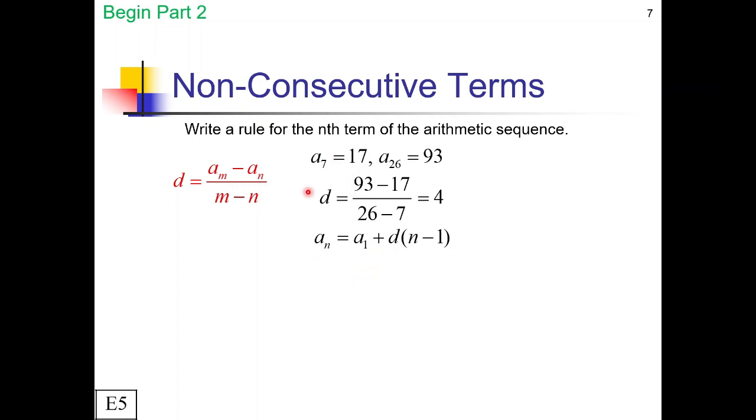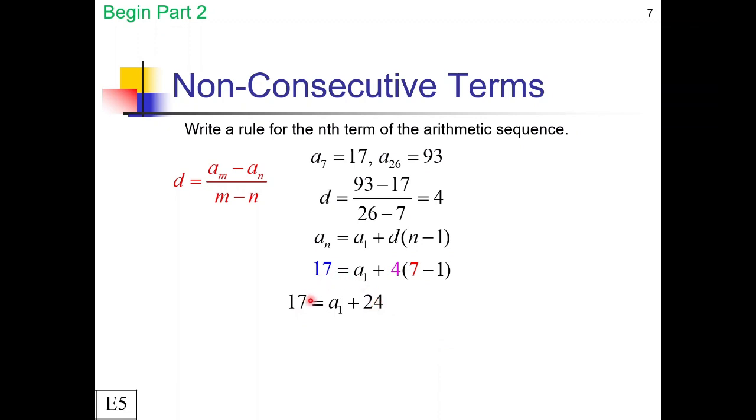So I'm going to do 17 for my A sub n. My A1 I'm still looking for. My d is going to be 4. And because I picked 17, I have to go with 7 because that was the index that gave me 17. So I'll do 7 minus 1 here. And then 7 minus 1 is 6, times 4 is 24.